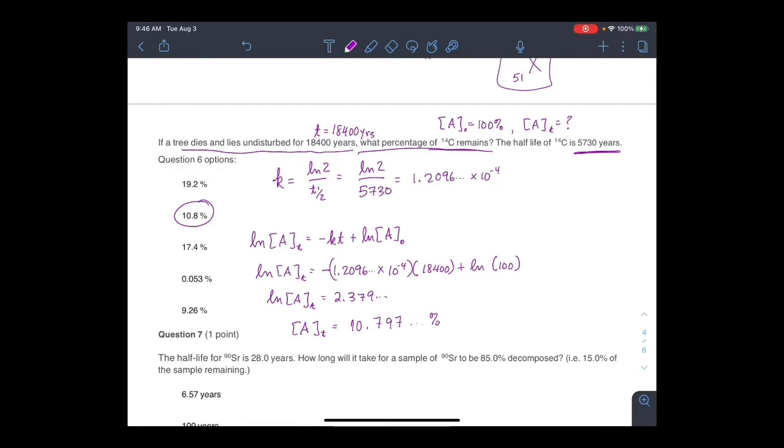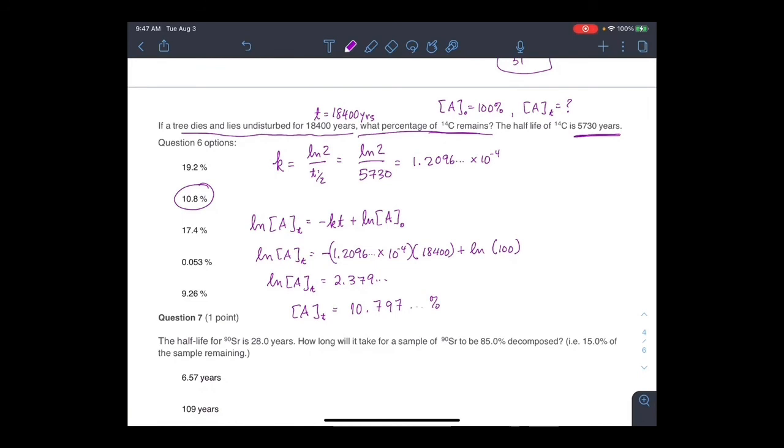And that's measurable. So if we find a tree in the forest that has 10% of its carbon-14 remaining, it's probably been laying there about 18,400 years. Right, and this is how scientists do the carbon dating. Now, there are some estimations going on here. There's some rounding. This assumes a constant temperature, which is not exactly correct, but it gives us in the ballpark.